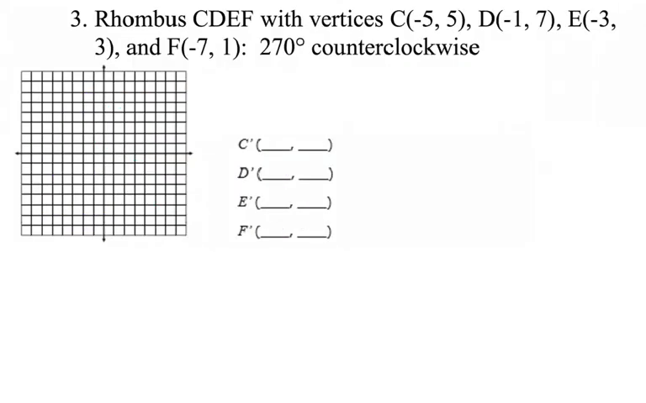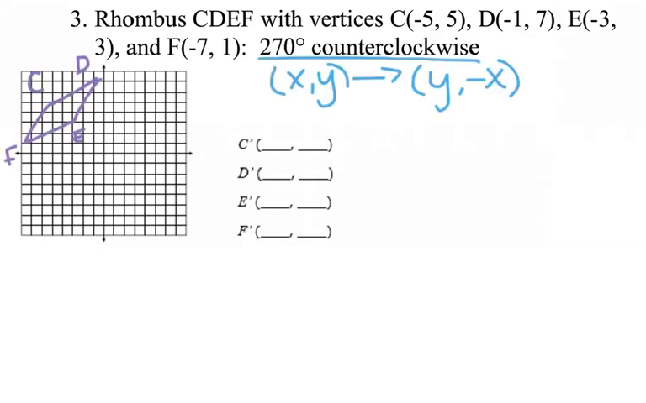Alright, let's do the same thing with this one. Go ahead and graph your rhombus CDEF, and then we'll talk about the 270 counterclockwise rotation. Alright, so we have a rhombus. It's in the second quadrant. Remember that if it's going to move 270, we expect it to move over 1, 2, 3 quadrants. So we expect it to be somewhere over here. And it should not look like a reflection, it should look like it turned.